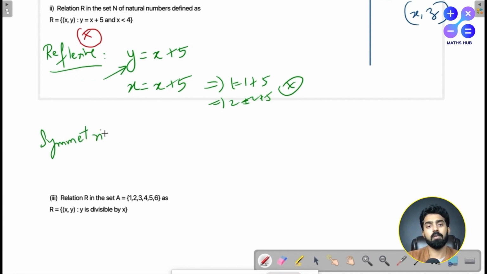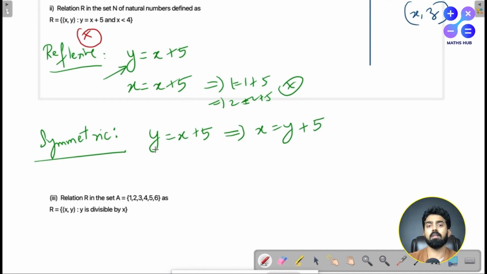Is it symmetric? What do we mean by symmetric? You should be able to interchange these values and still have a valid relation, right? So you have y equals x plus 5, which means x equals y plus 5 should also be valid. Is that valid? Let's take an example. If x is less than 4, let's say x is 1. Then y would be 6, right? So if x is 1 and y is 6, is 1 equal to 6 plus 5? No, it's not. So it's not symmetric.